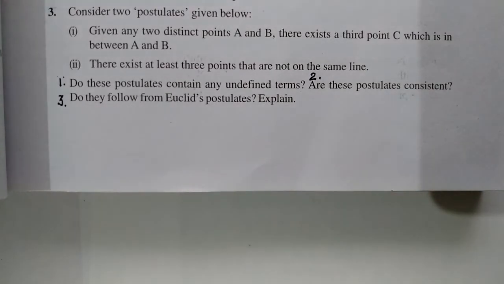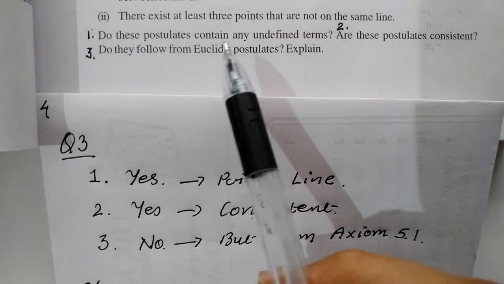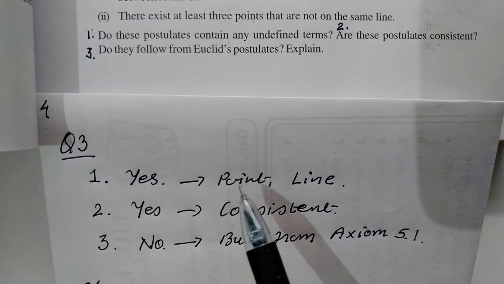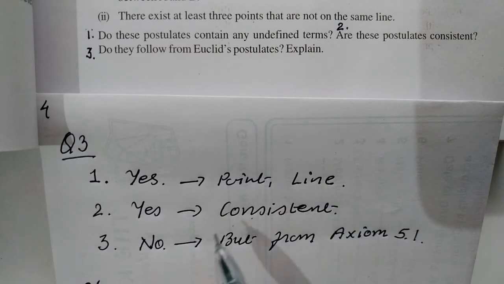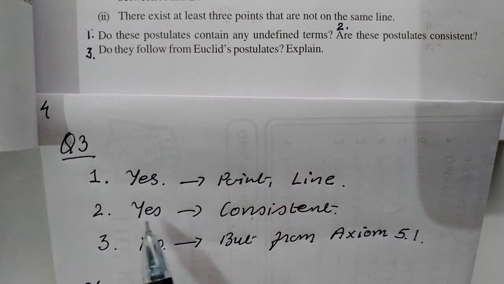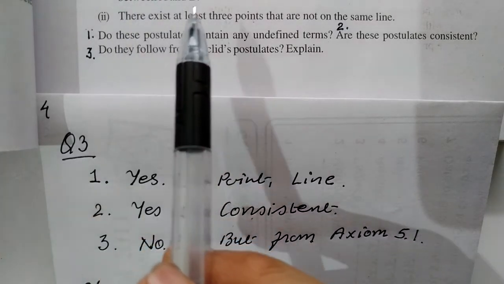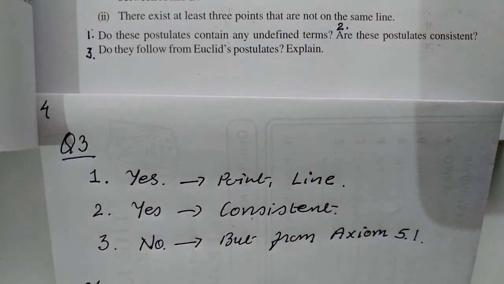Let us take the first one. Now children, first question, do these postulates contain any undefined terms? The answer is yes. There are two undefined terms, point and line. Second question, children, are these postulates consistent? Yes, children, they are consistent, because when we consider this, given any two distinct points A and B, there exists a third point C which is in between A and B, children. That can be done.